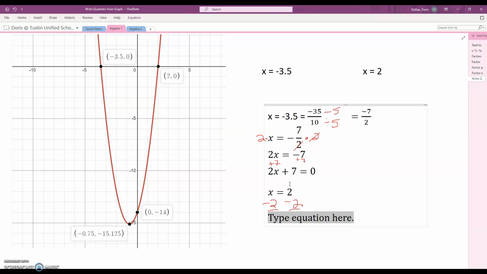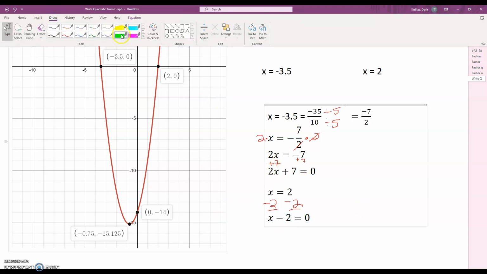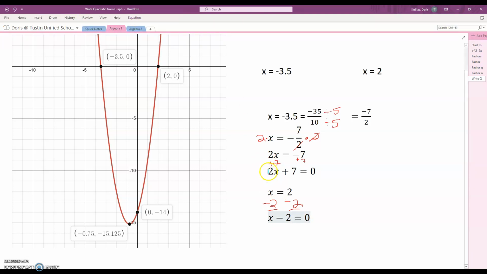So we're going to get that x minus 2 is equal to 0. Now we have our second factor. So these two factors combined, 2x plus 7 and x minus 2, look to be the factors that we are going to use to come up with our equation. So again, 2x plus 7 and then x minus 2 are the two factors that we will use to come up with, or to multiply to write our equation.